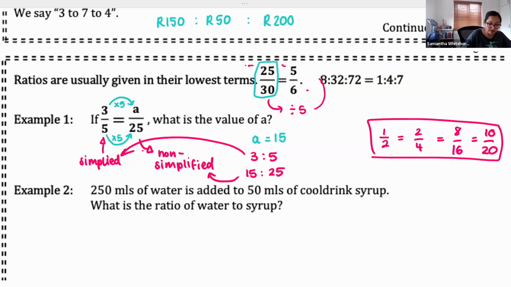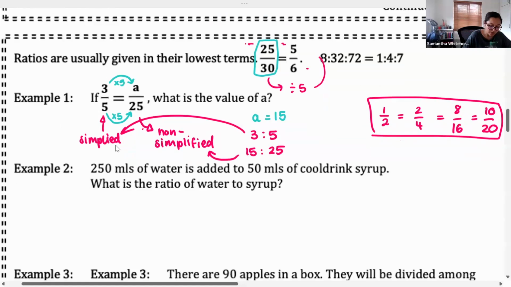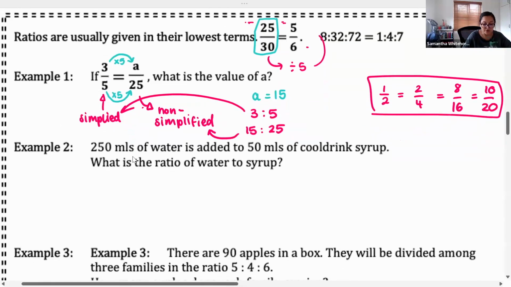So right, if we have a look at the second example, we've got 250 ml of water added to 15 ml of cool drink syrup. What we were talking about earlier, concentrate. This is basically mixing up Oros concentrate or energetic concentrate or fruit juice concentrate. Read the label. Go and check in your cupboards just now. What is the ratio of water to syrup?